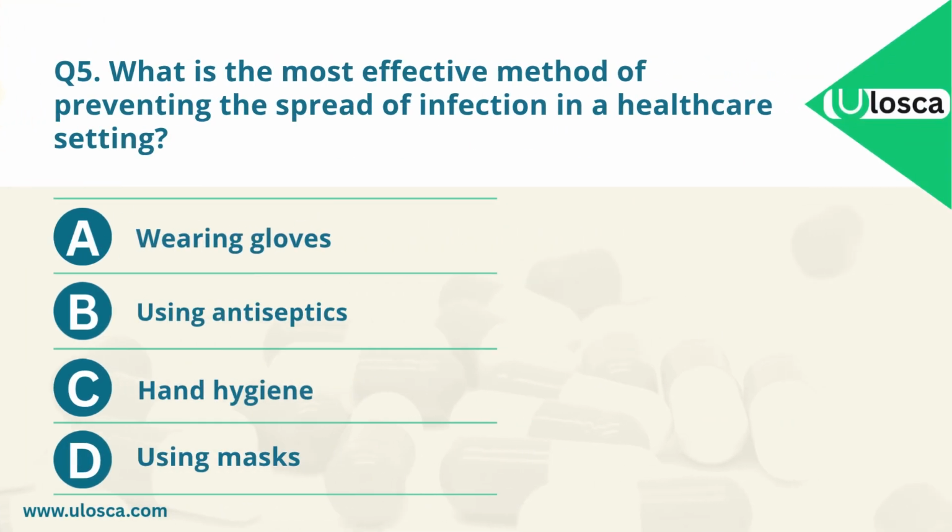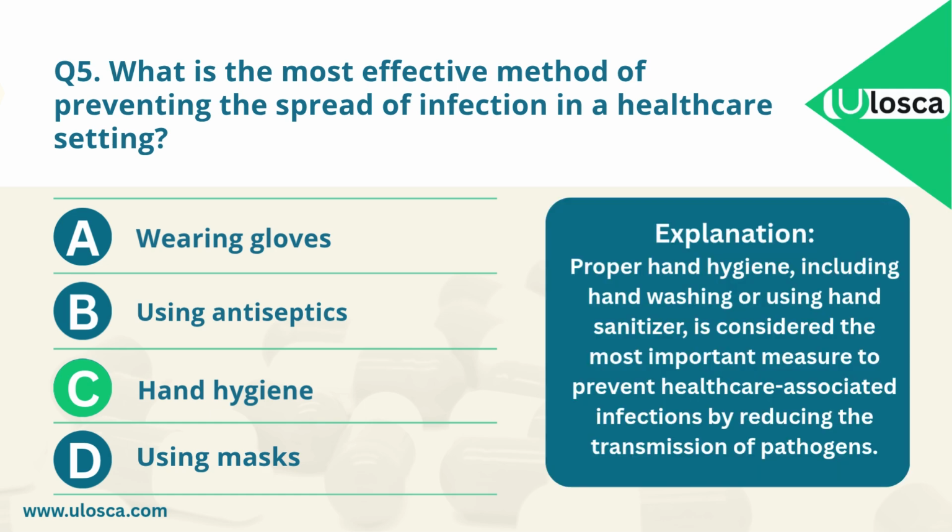The correct answer is C. Hand hygiene. Explanation. Proper hand hygiene, including hand washing or using hand sanitizer, is considered the most important measure to prevent healthcare-associated infections by reducing the transmission of pathogens.